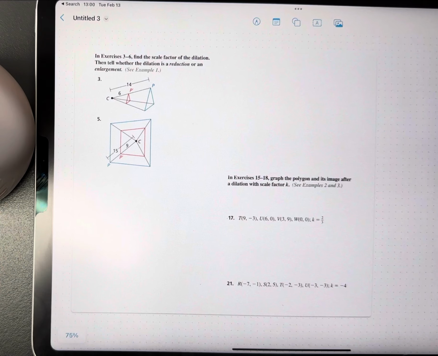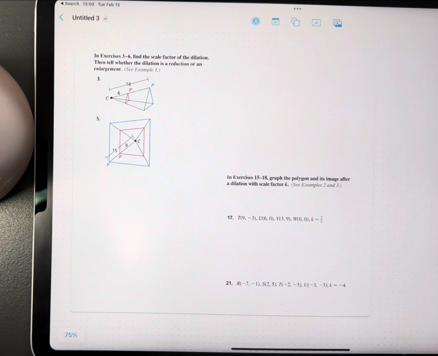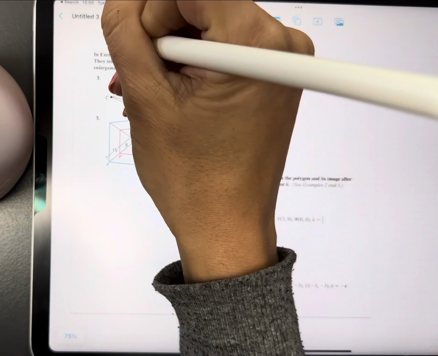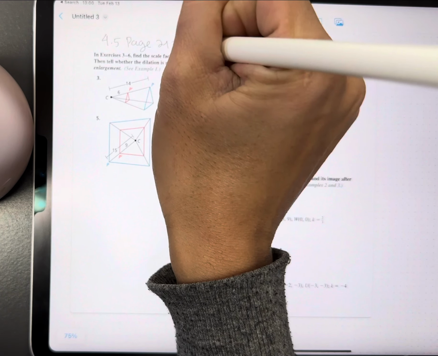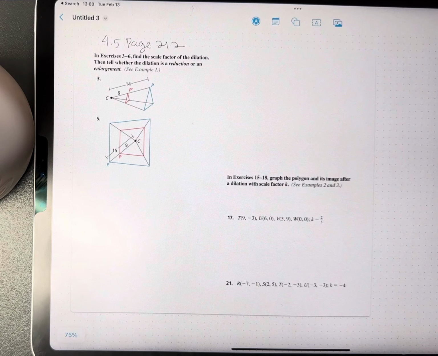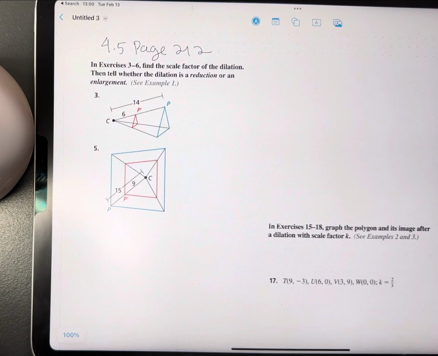All right, let's do homework from 4.5. So this is 4.5, page 212. Alrighty. Find the scale factor of the dilation. Then tell whether the dilation is a reduction or an enlargement.